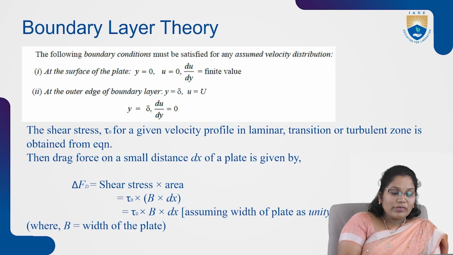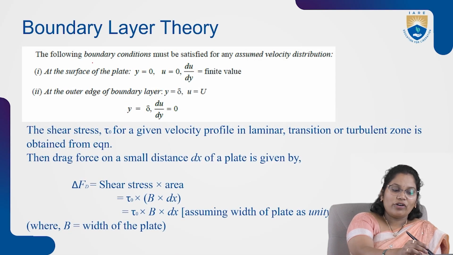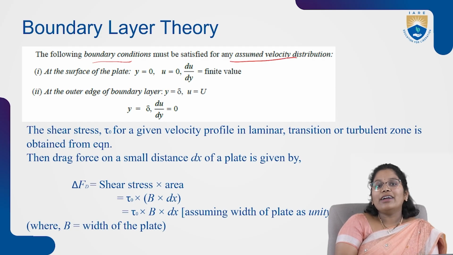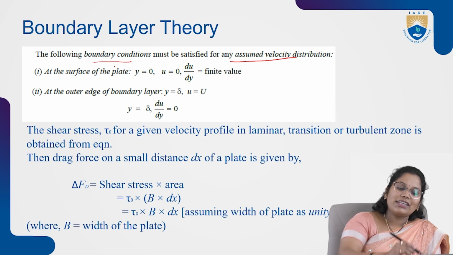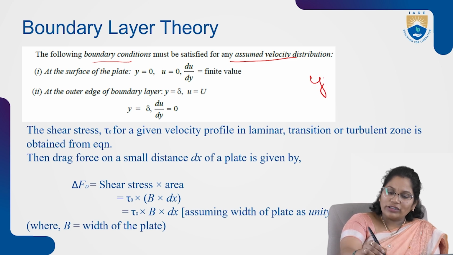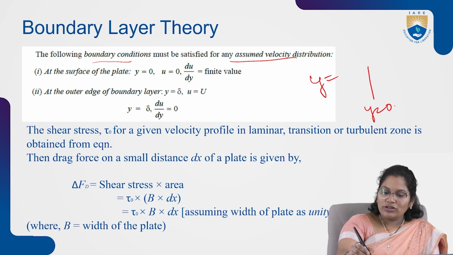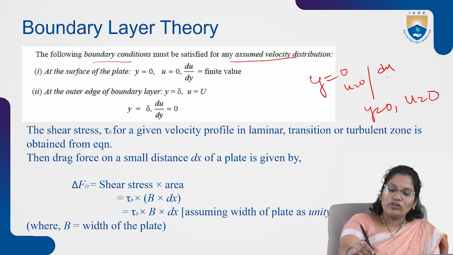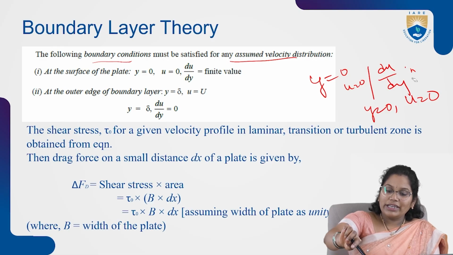And here, the following boundary layer conditions must be satisfied for any assumed velocity distribution, right? So your two conditions: at the surface of the plate, the distance y is 0 and the velocity u is also 0. So what happens to your du by dy? It is finite value.